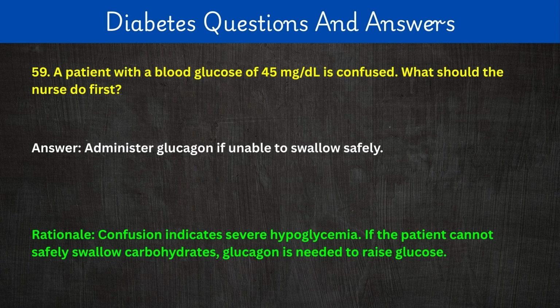59. A patient with a blood glucose of 45 milligrams per deciliter is confused. What should the nurse do first? Answer: administer glucagon if unable to swallow safely. Rationale: confusion indicates severe hypoglycemia. If the patient cannot safely swallow carbohydrates, glucagon is needed to raise glucose.